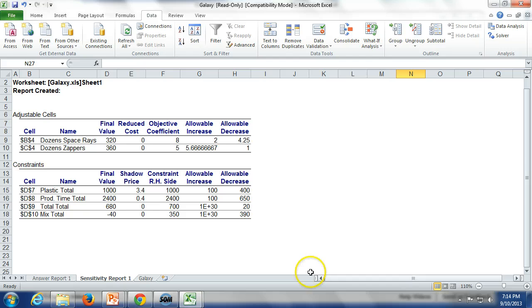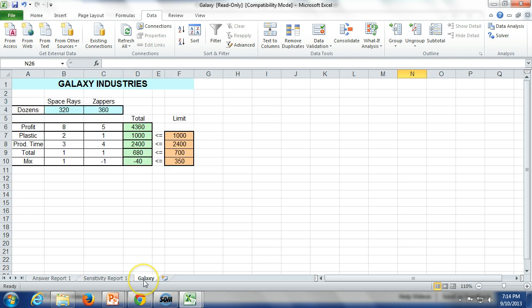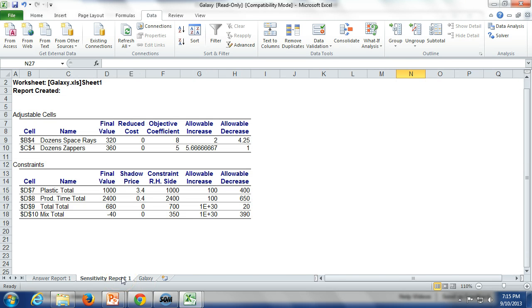Let's look at the solution first, and you guys tell me, what is holding me back here? Let's look at the constraints. What am I using all of? Okay. Those are what's called binding constraints. They're the things that are holding me back. If I go to the sensitivity report, we can see this at the bottom as well. Plastic total, final value was 1,000, we had 1,000. Production time was 2,400 minutes, and we had 2,400 minutes.